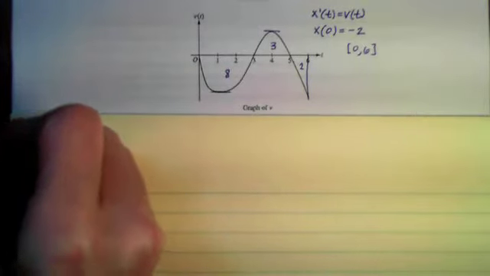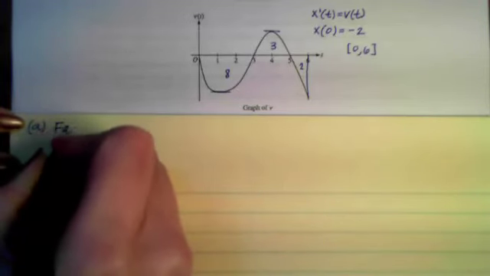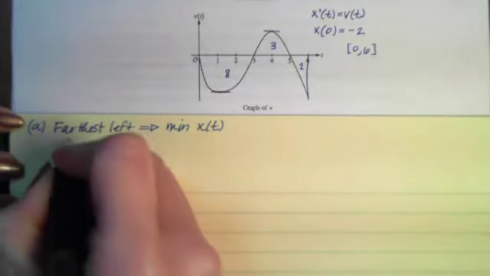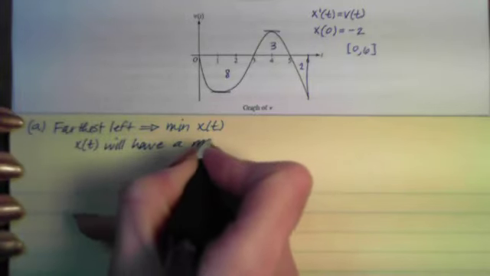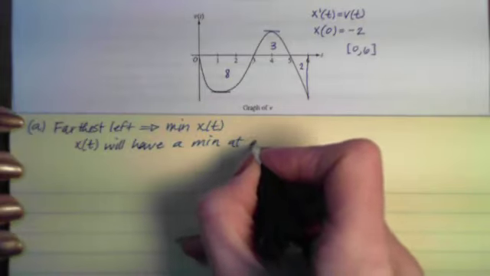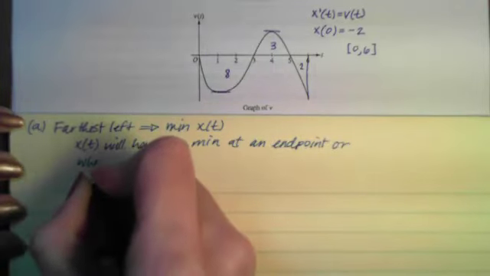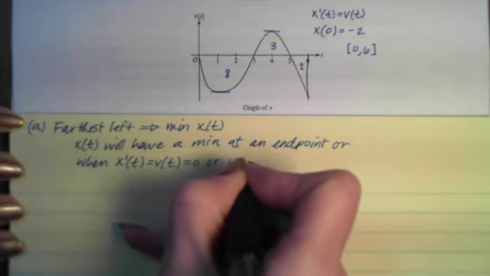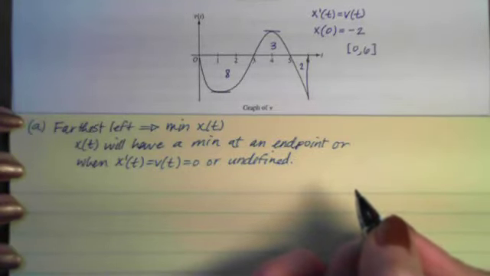And our goal is to find the furthest to the left. So for part A, in order to get full points for our justifications, we would need to indicate that we know that furthest left is the same as a minimum position. And then we can write that x of t will have a min at an endpoint or when x prime, which is the same as v, equals 0 or undefined. So we've got some justification points already, even though we haven't answered the question.